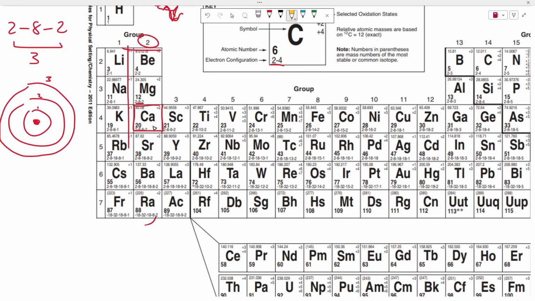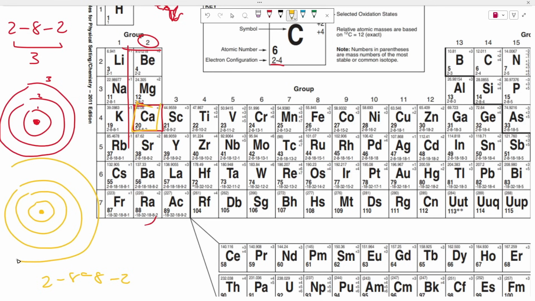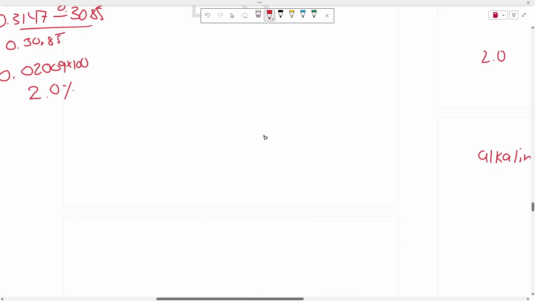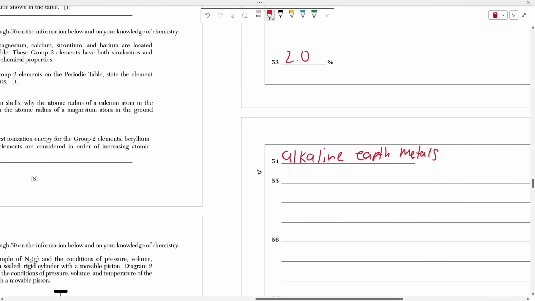Now let's compare that to calcium, right? Calcium, put that in yellow over here, has how many shells? Well, that's 2, 8, 8, 2. That's 4 shells in total. So here we have 1 shell, 2 shells, 3 shells, and 4 shells. If we look at this, the radius between the center and the outermost shell is definitely bigger than this radius between the center and the outermost shell. Why? Well, it has 1 extra shell. So we can just say here that calcium has 1 more electron shell than a magnesium atom, and we can get full credit.